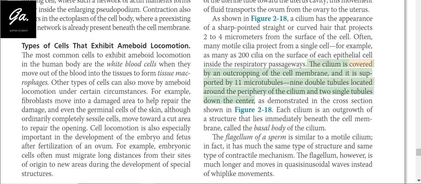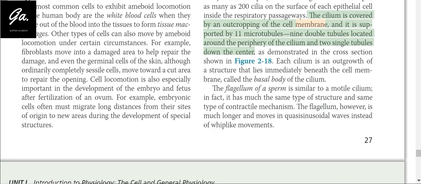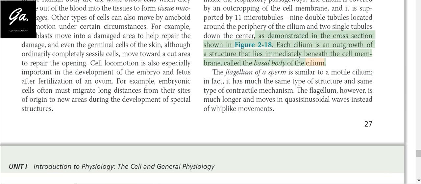The cilium is covered by an outcropping of the cell membrane, and it is supported by 11 microtubules: 9 double tubules located around the periphery of the cilium, and 2 single tubules down the center. As demonstrated in the cross-section shown in Figure 2-18, each cilium is an outgrowth of a structure that lies immediately beneath the cell membrane, called the basal body of the cilium.